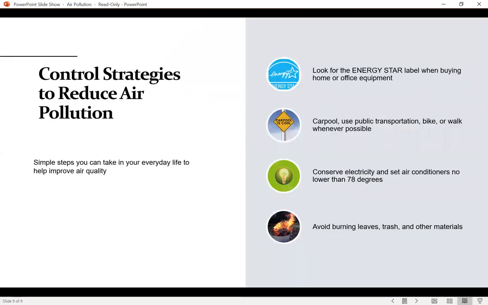Here are some simple steps you can take in your everyday life to improve air quality. For example, look for Energy Star labels when buying home or office equipment, carpool or use public transportation, bike or walk whenever possible, conserve electricity, set air conditioners no lower than 78 degrees, and avoid burning leaves, trash, and other material.